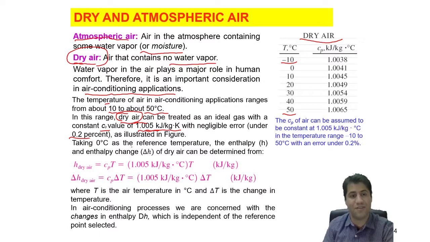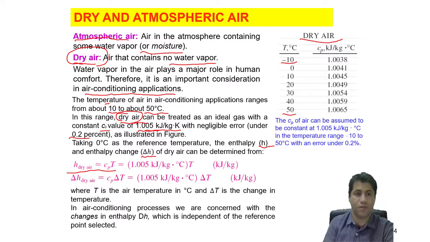Taking 0 degrees Celsius as our reference temperature, the enthalpy, H, and enthalpy change, delta H, of dry air can be determined from this equation: enthalpy of dry air, H of dry air, is equal to Cp T. If you remember from the previous chapter, this is the relationship between the enthalpy, temperature, and specific heat for an ideal gas.